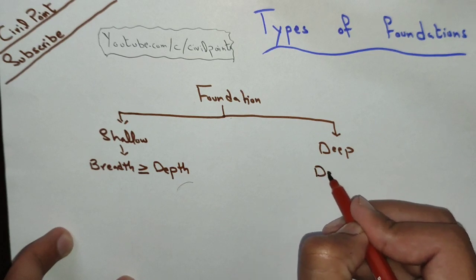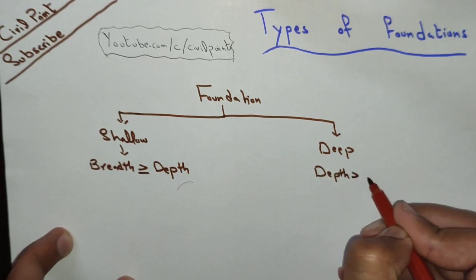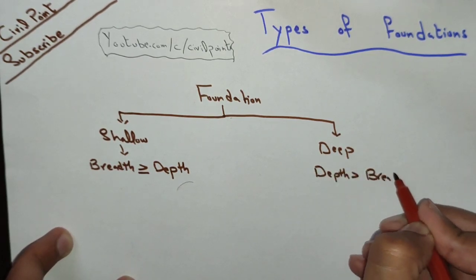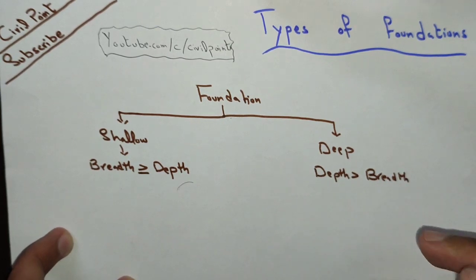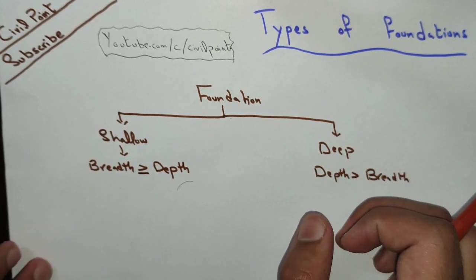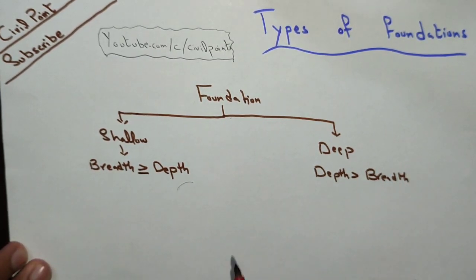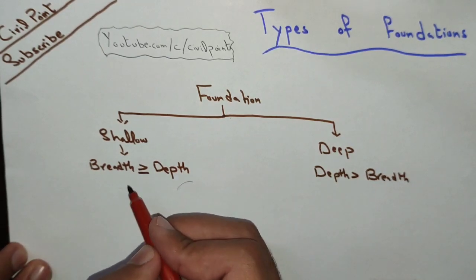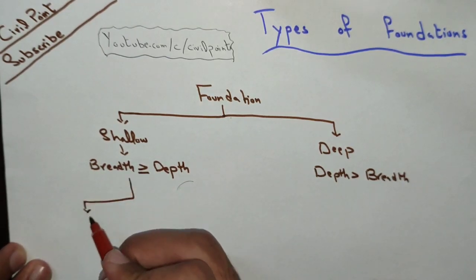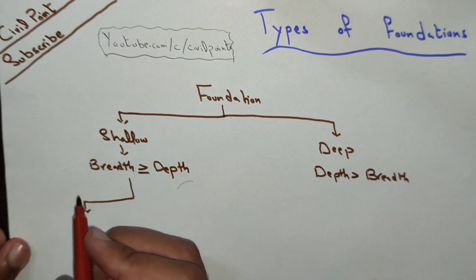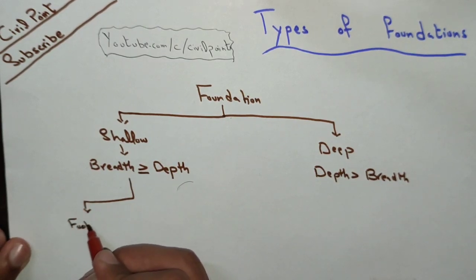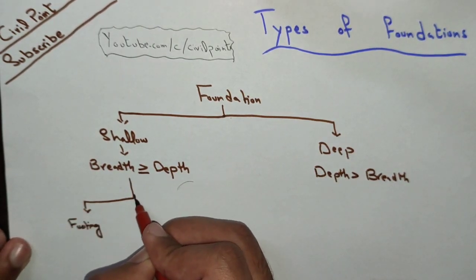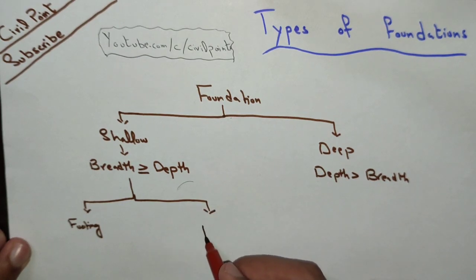In a deep foundation, the depth is greater than or equal to the breadth. Later on we will write down more types of deep foundation. So firstly, we have two main types of shallow foundations. The first one is normal or conventional footing, and the second one is raft.